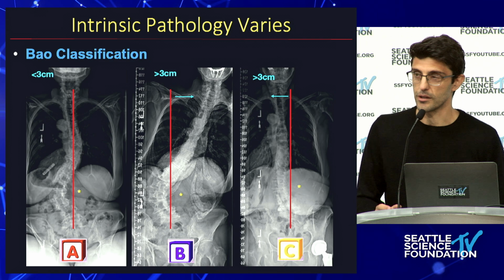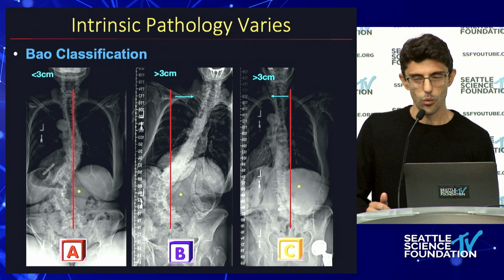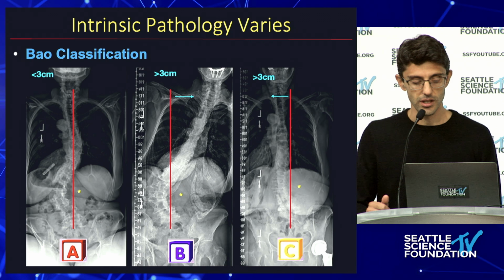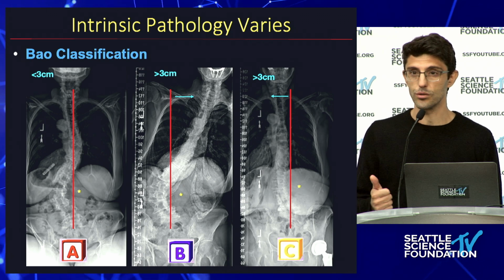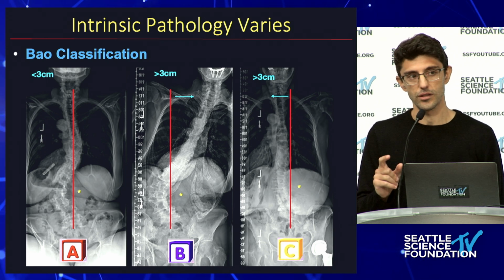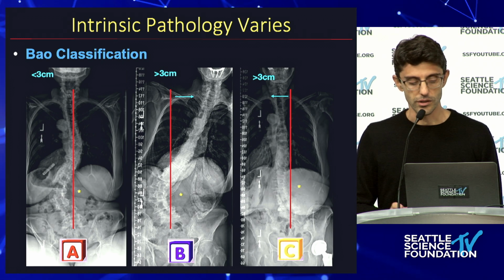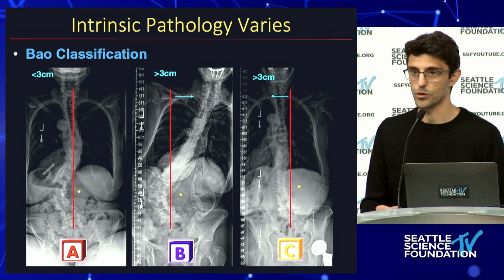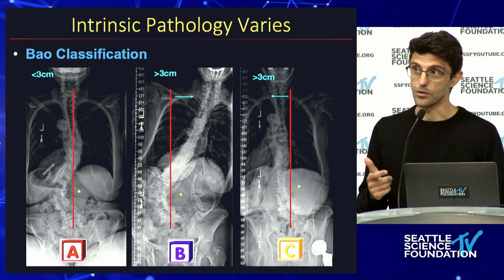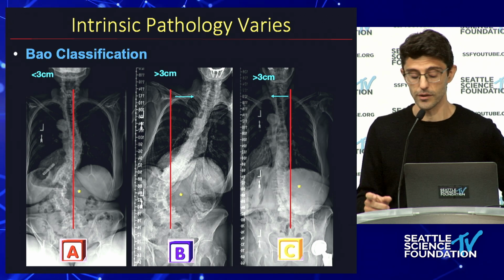So starting with intrinsic pathology, I think there's 2 classifications that are important to understand, and they complement each other. One is the Bow classification, as you see here. It's a 3-part system, and it's based on 2 factors. One is magnitude of coronal malalignment, and then the trunk shift relative to the convexity or concavity of the lumbar curve. So you can see on the far left, type A are those patients who have less than 3 centimeters of quote-unquote malalignment. Those that are type B or C have greater than 3 centimeters, but they're differentiated based on the shift of their trunk.